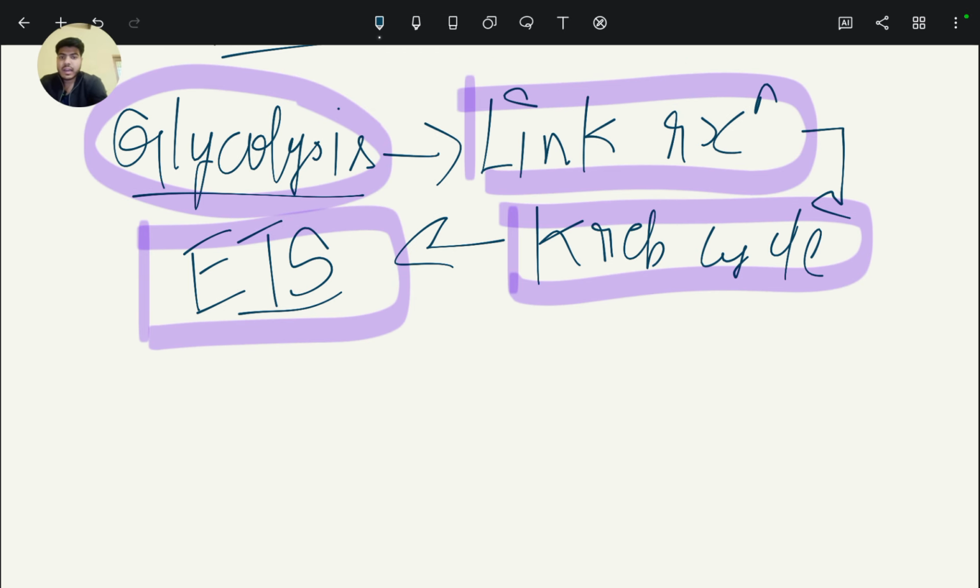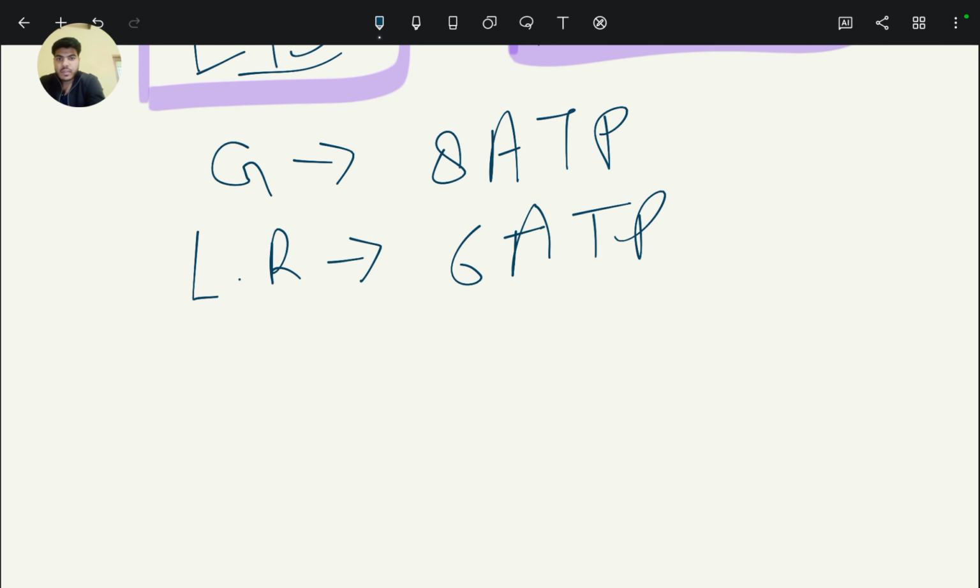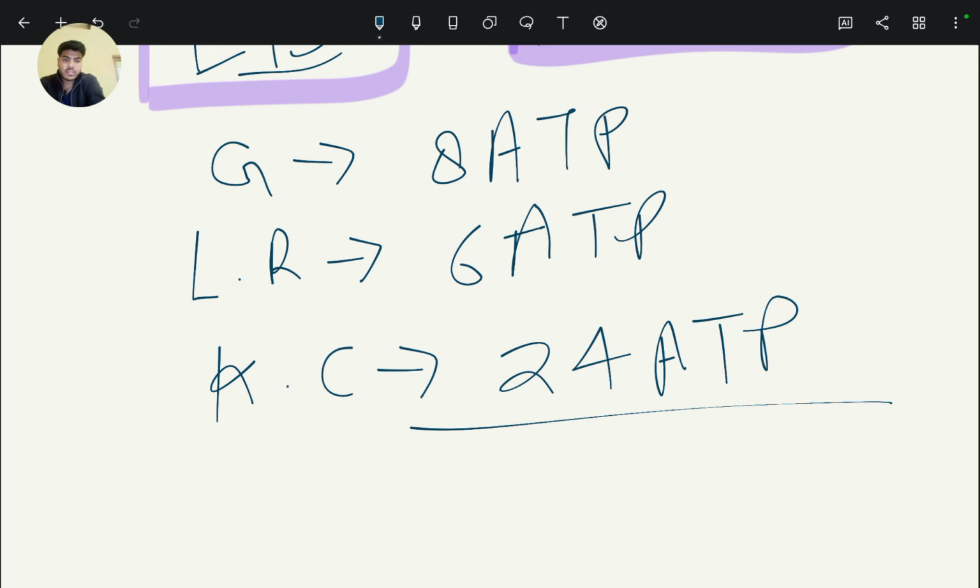So like in glycolysis, we get 8 ATP molecules, and by link reaction we get 6 ATP molecules, and by Krebs cycle we get 24 ATP molecules. Total ATP molecules is 38.